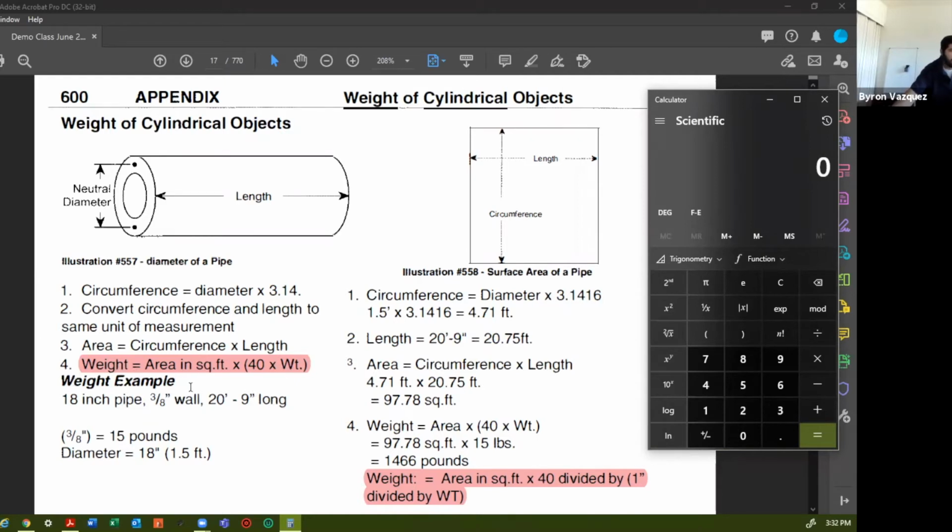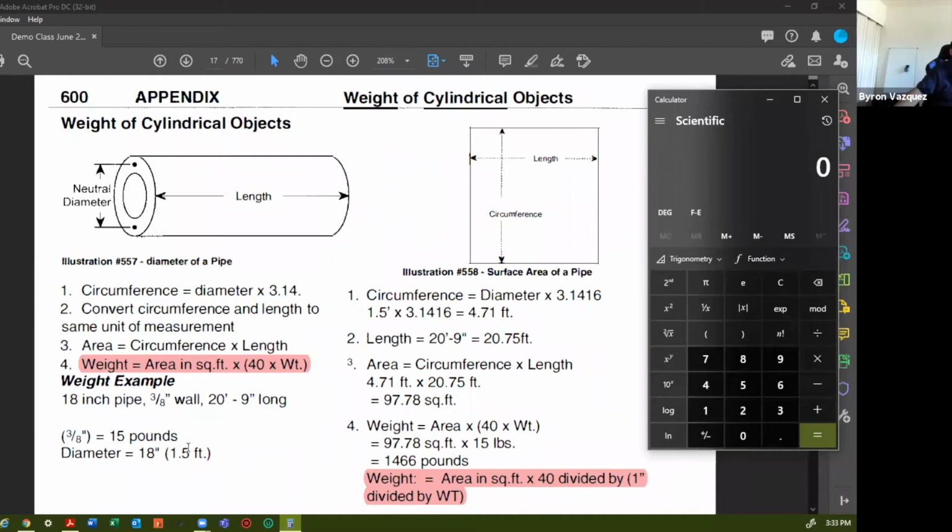So here's our weight example, 18-inch pipe. We're looking at an 18-inch pipe and it's got a 3/8 wall, and we know 3/8 is 0.375. So this is a standard piece of pipe, isn't it? It's 20 feet and 9 inches long. We're going to want to keep that in the same unit of measurement. So we've got a mixed fraction in inches. We're either going to work in fractions or we're going to work in inches. So it's got a 3/8 inch wall or 0.375 decimal inch, and it equates to 15 pounds.